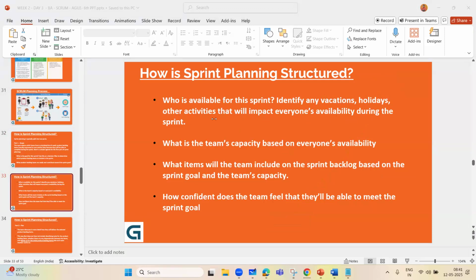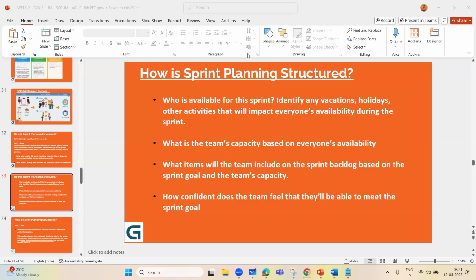So why do we need to do that? Why do you need to align accordingly? So that everyone involved in the project will become part of the sprint planning meeting. Got it? The reason behind it? Yeah, super. Now, what is the team's capacity based on everyone's availability? So based on everyone's availability, how will you define that?